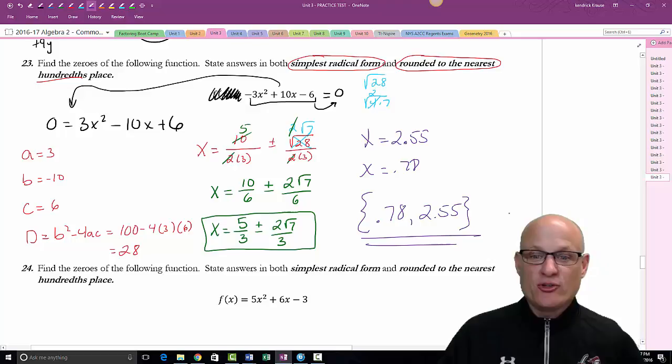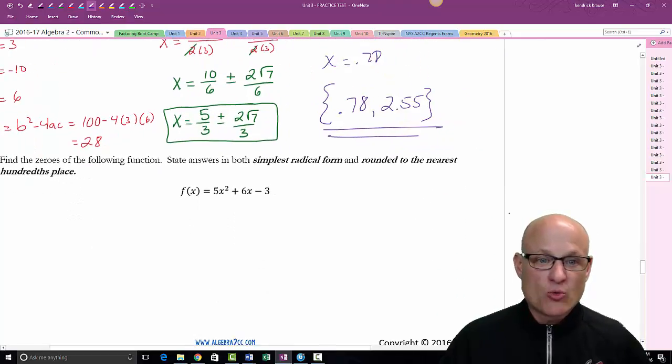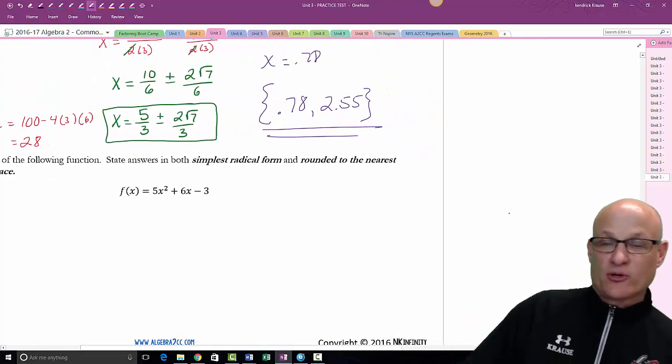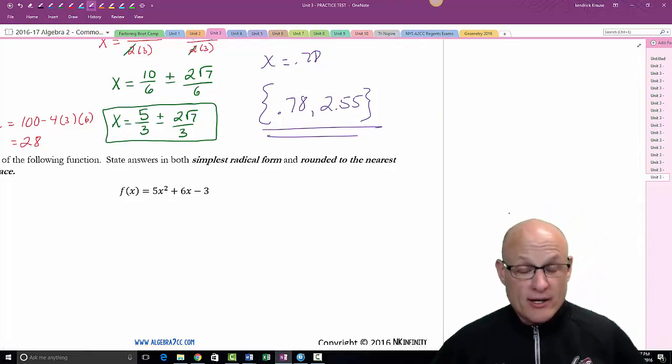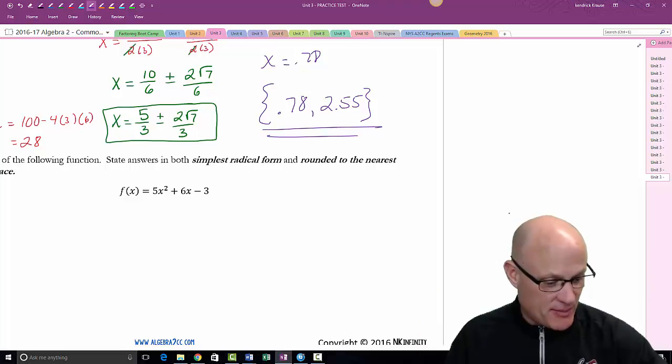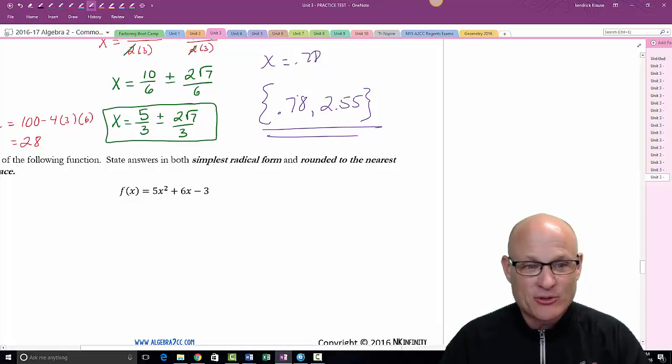So I could ask you for the rounded answer, or I could ask you for it in simplest radical form. You got to be available and conscientious enough to think about what is it that they are asking for.